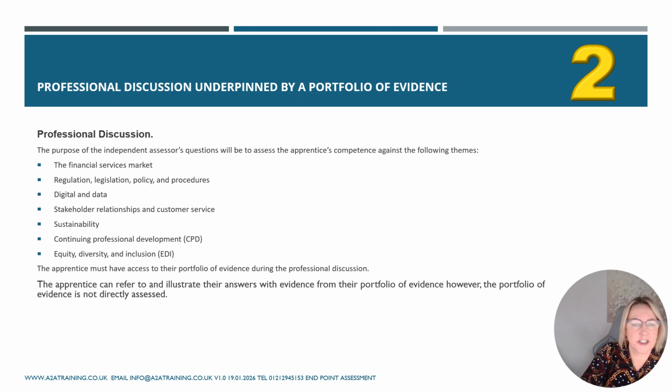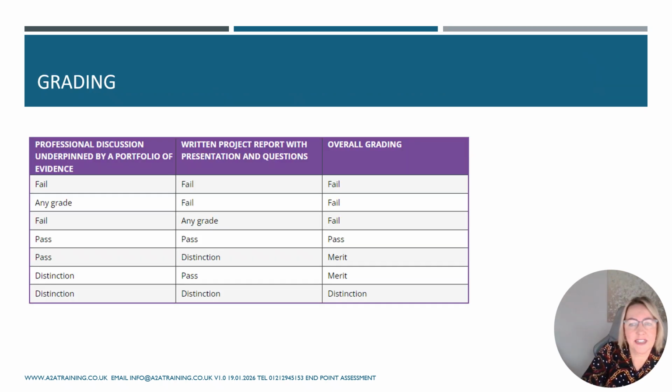In terms of the discussion itself, the assessor will be looking at the following themes: the financial services market, regulation, legislation, policy and procedures, digital and data, stakeholder relationships and customer service, CPD and EDI. The apprentice can refer to and illustrate their answers with evidence from the portfolio of evidence. However, the portfolio is not directly assessed. In terms of grading for this standard, there's pass, merit and distinction grades available.